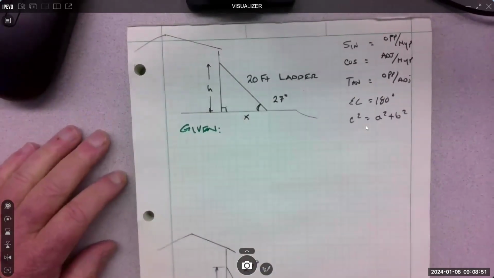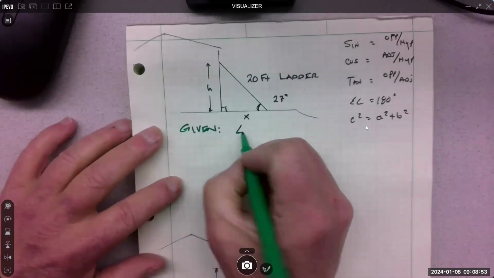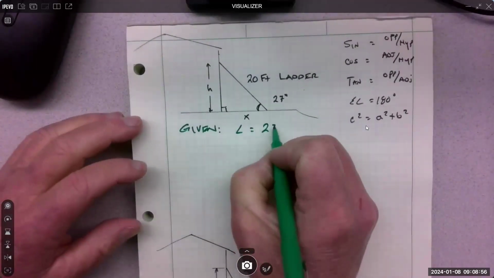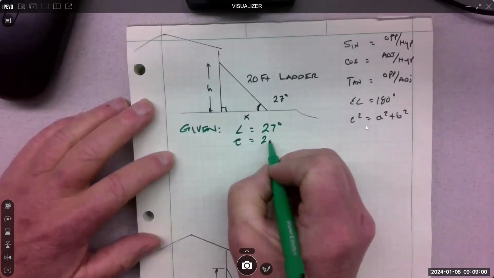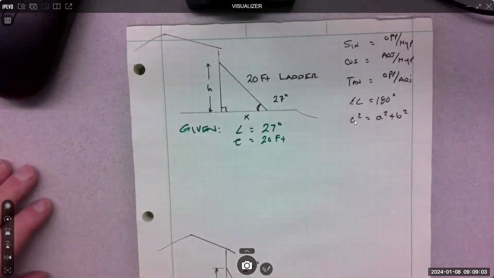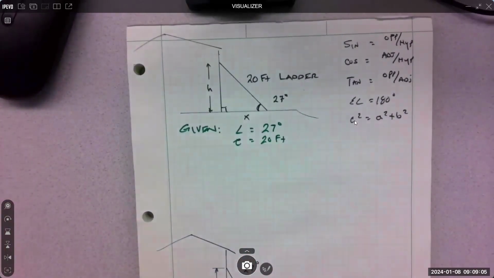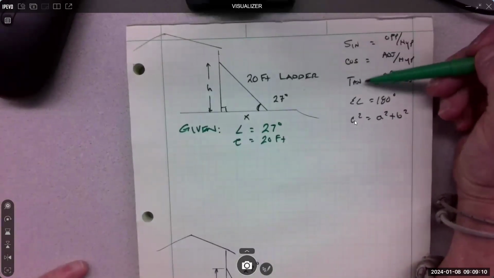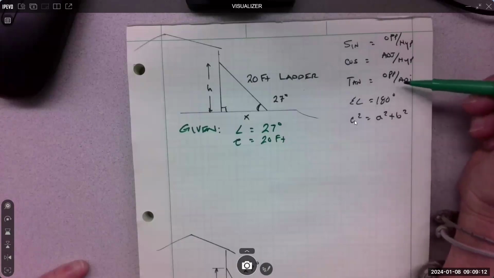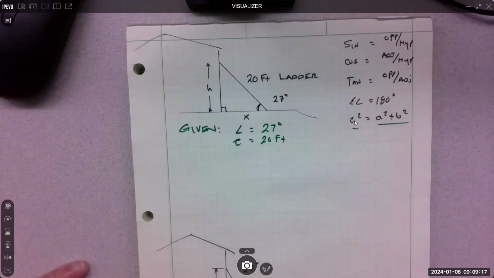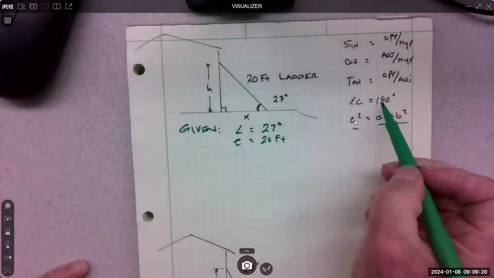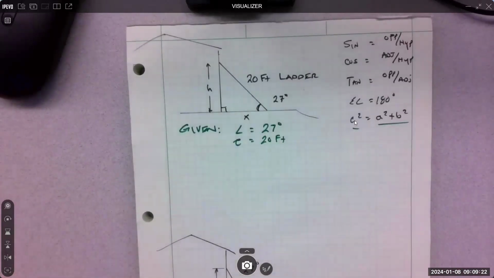So what's given? The angle and the hypotenuse. Yep, and our C value of 20 feet. Right? So we're looking for something that uses an angle and a distance. All of these have angles in them and distances. So these could work, right? We don't have two sides, so that's not going to work. And we only have one angle, so that's not going to work.